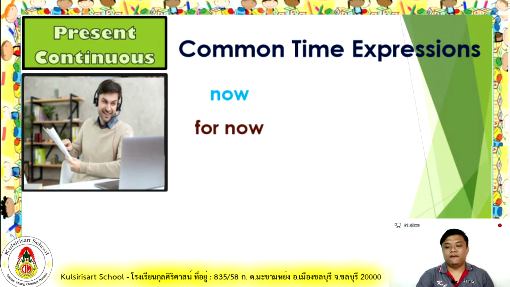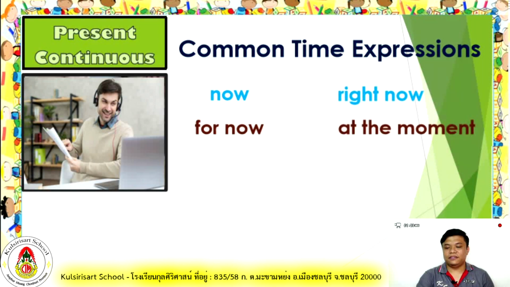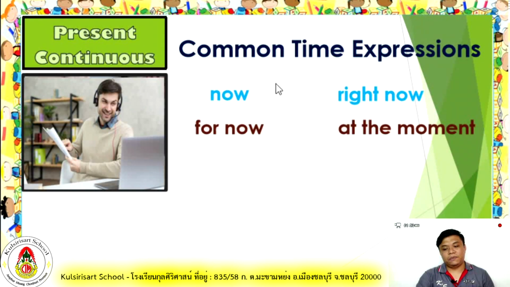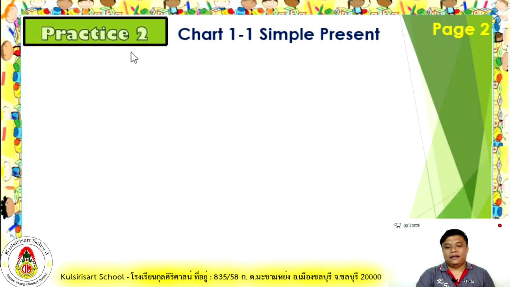Now, for now, right now, at the moment. Okay, these are examples of common time expressions in the present continuous form. Okay, remember: now, right now, for now, at the moment. Common time expressions.